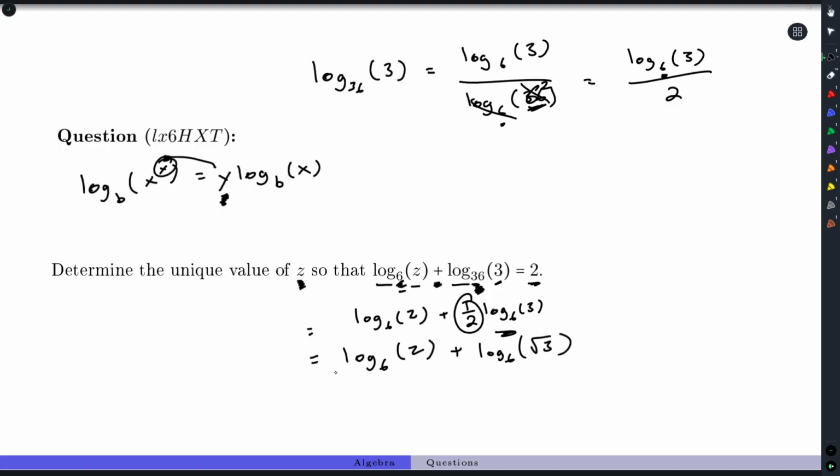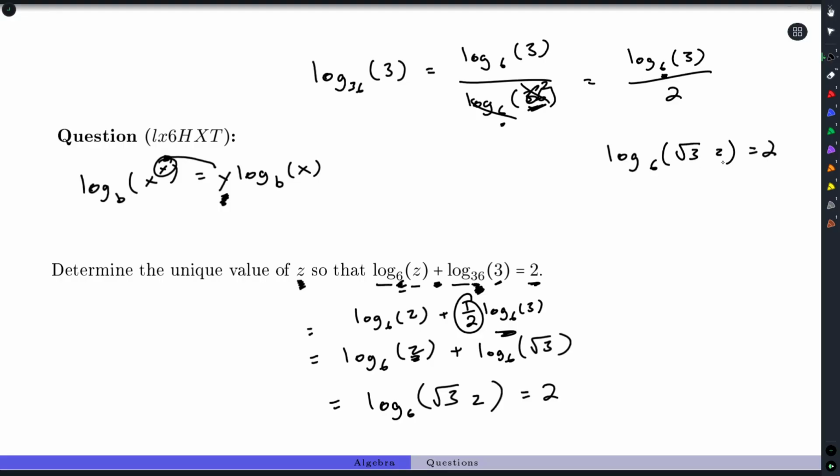And now, oh great, we have two logarithms of the same base. We can finally combine them. We just have to multiply the insides. So log base 6 of root 3 z, and we're told that that's equal to 2. Okay, great. How do I solve for z? Well, we don't need an extra piece of paper. We can just continue up here.